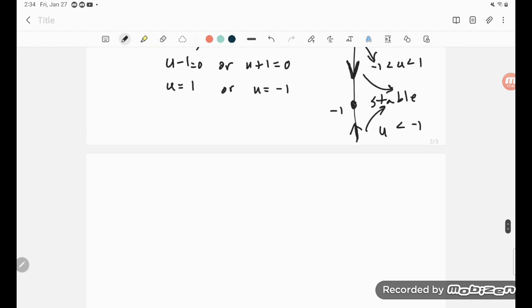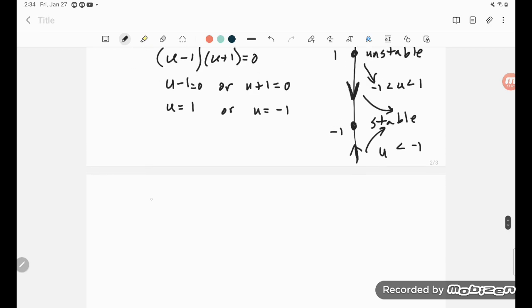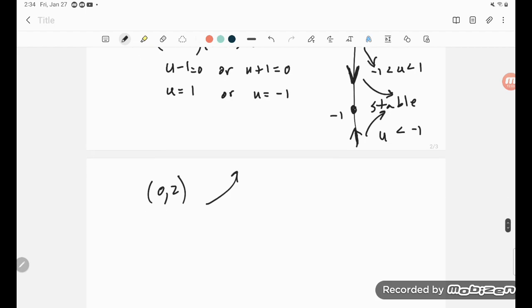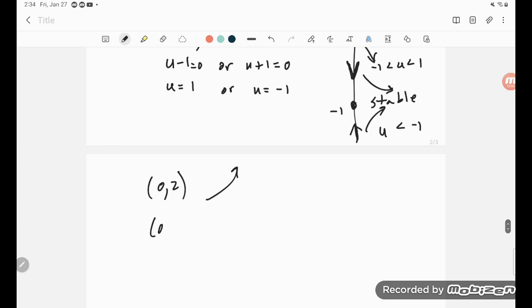So again, if I had an initial condition in this case of like 0, 2 for u, then I would know that this solution headed off like that. On the other hand, if I had an initial condition of 0, say 1/2, then what I know is this solution should head down like this, but in particular, it should head toward a horizontal asymptote of u equals -1.